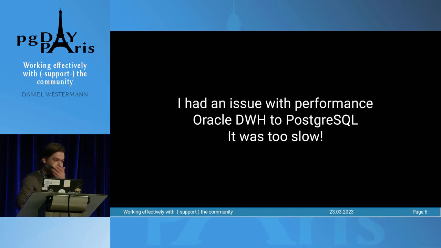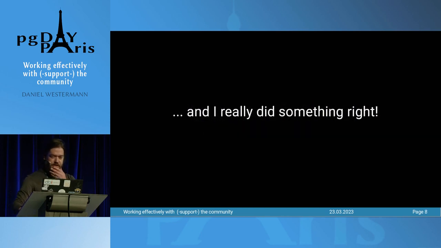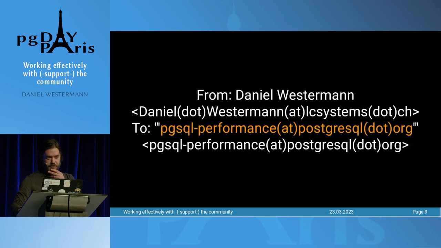So what do you need to do when you want to get help with Postgres? My first contact, and I really did something right. Guess what? What's this? This is an email header. And the orange part is called a mailing list. In this case, it's the mailing list for performance-related issues.